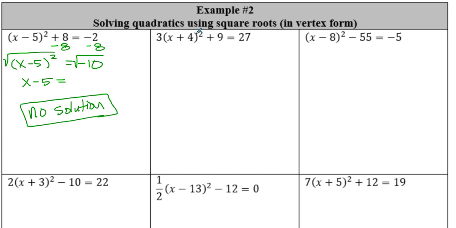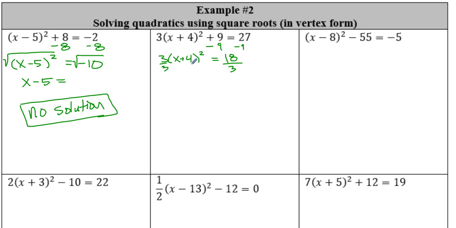All right, next one. So here we got a few steps. Remember, this is one term, this is one term, this is one term. However, this variable term has a coefficient, so we got to make sure we know how to deal with that. So let's go ahead and get that 9 out of there first. Remember, you want to do all your addition or subtraction first. That's going to give me 3 times x plus 4 squared is equal to 27 minus 9 is 18. Then I want to get rid of that coefficient. That coefficient means multiplication, so to get rid of it, we got to divide both sides.